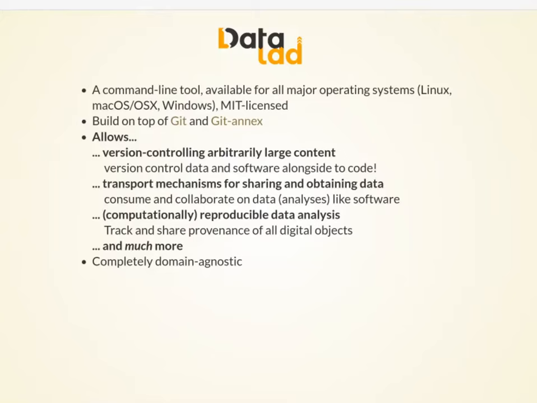The next large feature is transport mechanisms for sharing and obtaining data. And that makes data consumption as easy as it is to install software on, for example, a Debian-based or Linux-based system, where with a single line of code, you can basically install arbitrarily large data sets for your disposal on your systems. What it also allows you is that you can extend the collaborative features of Git that you may have used in your previous work also to your data analysis, to your data acquisition, to your next experiment, and so forth.